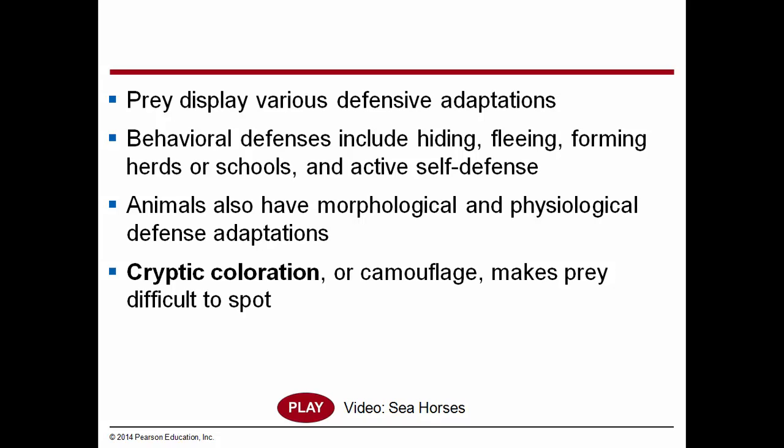Prey display various defensive adaptations. Behavioral defenses include hiding, fleeing, forming herds or schools, and active self-defense. Animals also have morphological and physiological defense adaptations. Cryptic coloration or camouflage makes prey difficult to spot.